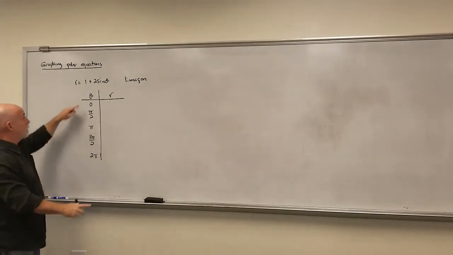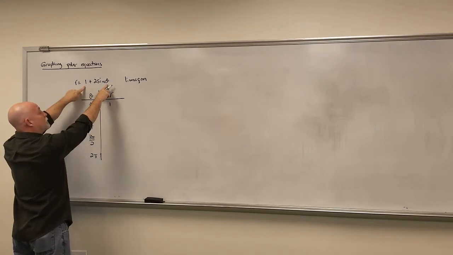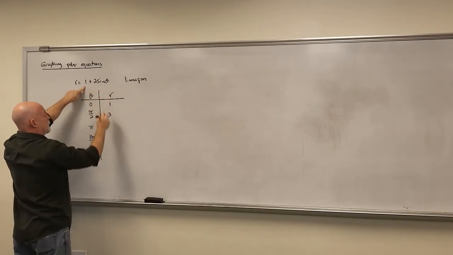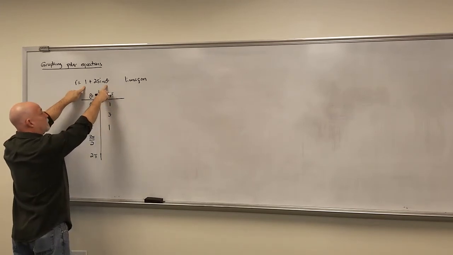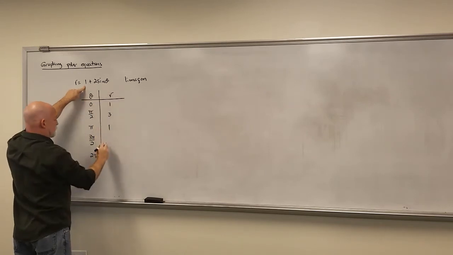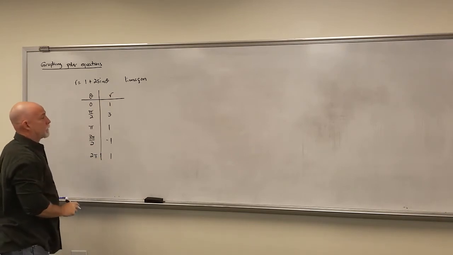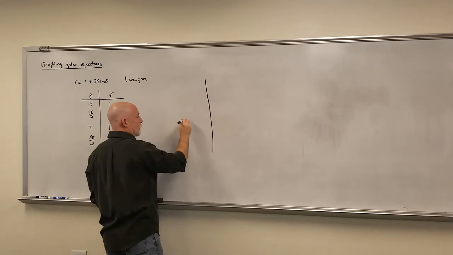I'm going to do this kind of quick. So let's see, the sine of 0 is 0, so our radius is going to be 1. Sine of pi over 2 is 1, so 1 plus 2 would be 3. Sine of pi is 0, so that's going to be 1 again. Sine of 3 pi over 2 is negative 1, so 1 minus 2 would be negative 1. And sine of 2 pi is 0, we're back to 1. Okay, so go through, make sure that you can find those points on your own a little bit slower.